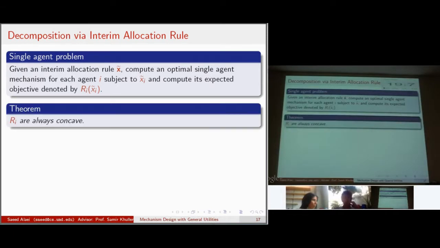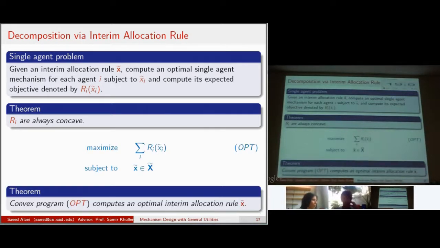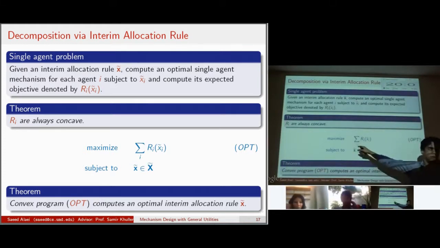What we show is that this R_i function is always concave in x, regardless of your allocation constraint. For any setting, this function is always concave. And we can compute the optimal interim allocation rule by solving this convex program. This constraint forces your interim allocation rule to be feasible, and you're just maximizing the sum of the performances of the single agent mechanisms that we have.